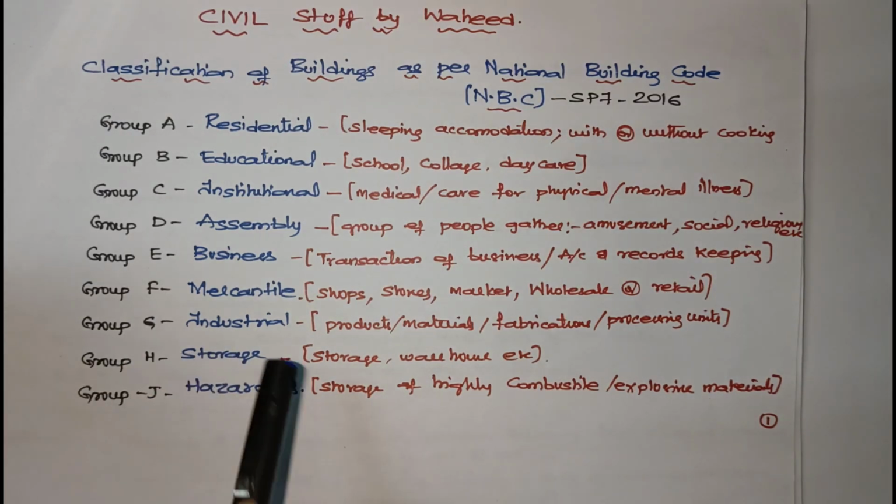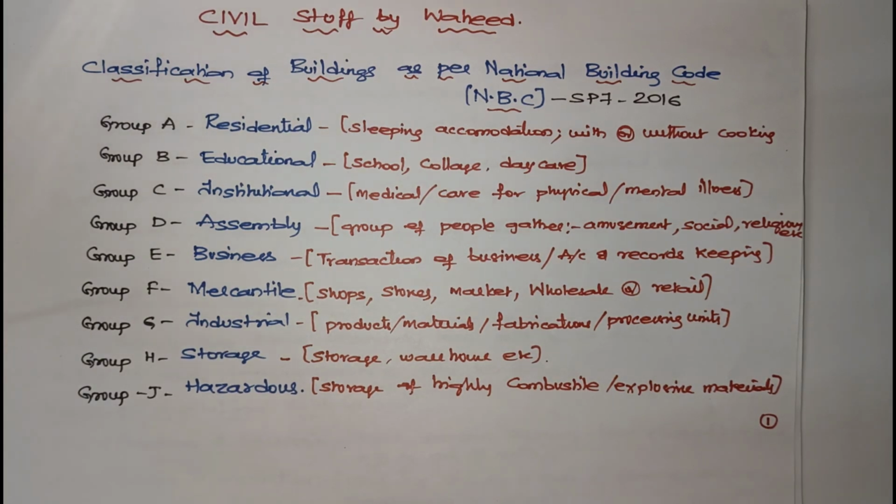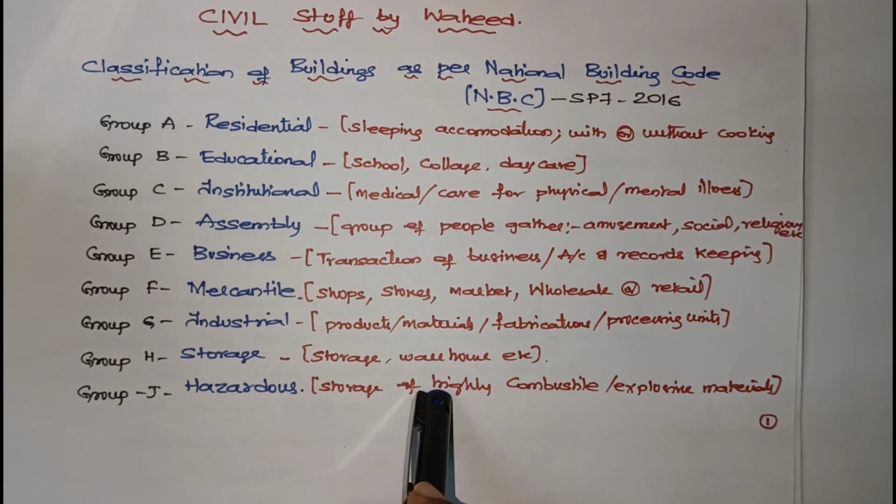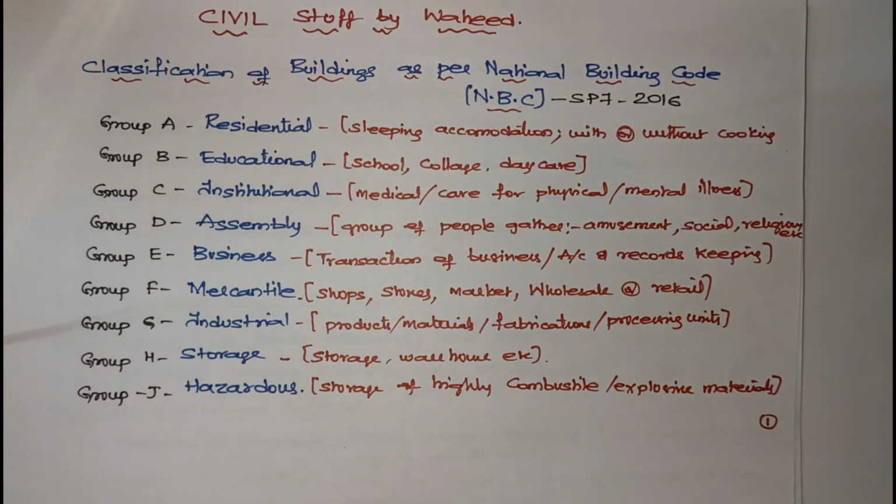Coming to group H, that is storage. Storage means any warehouses, for example cold storage. We'll see in a further slide what cold storage is. Coming to group J, it is hazardous. These hazardous buildings generally should be constructed in the outskirts of a particular city or town. Hazardous buildings are nothing but storage of highly combustible or explosive materials. All these come under hazardous buildings.